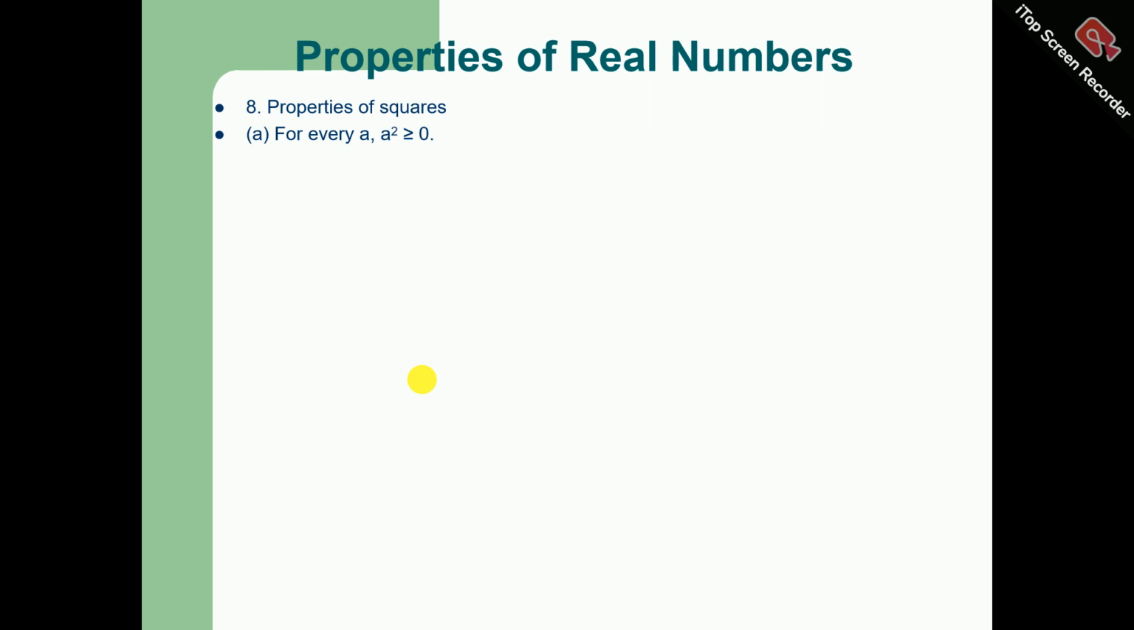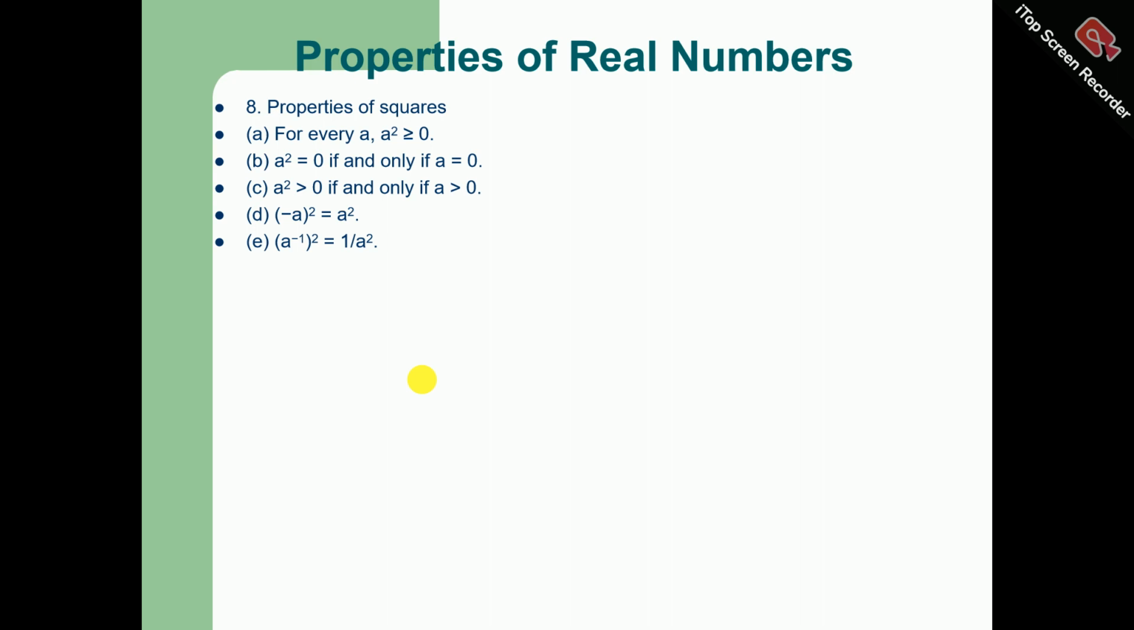For every real number a, the square of a is a non-negative number, that is greater than or equal to 0. A square is equal to 0 if and only if a is equal to 0. A square is greater than 0 if and only if a is greater than 0. Minus a whole square is equal to a square.